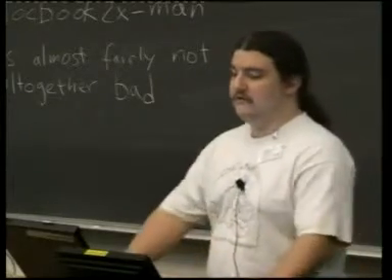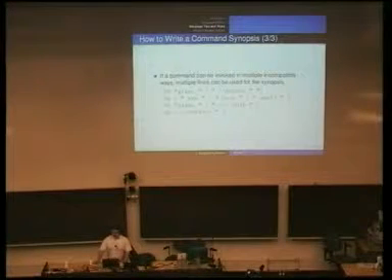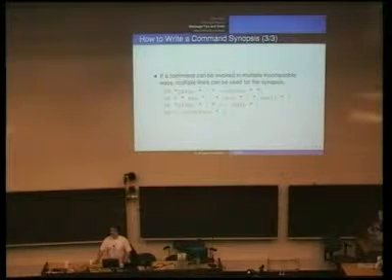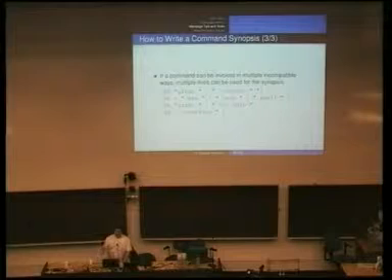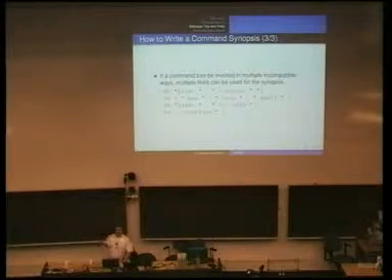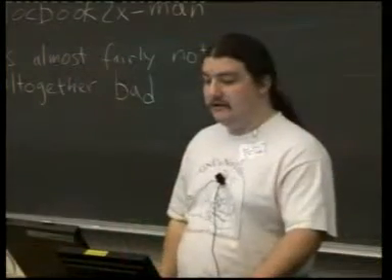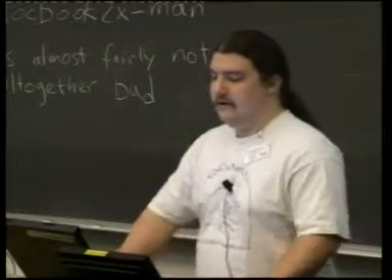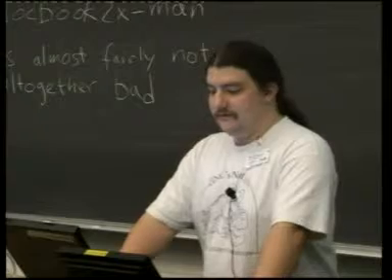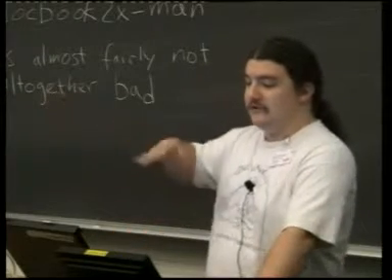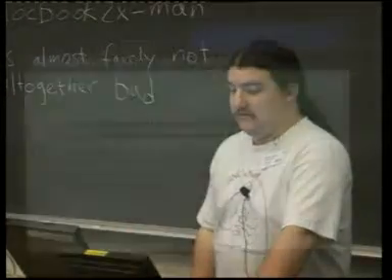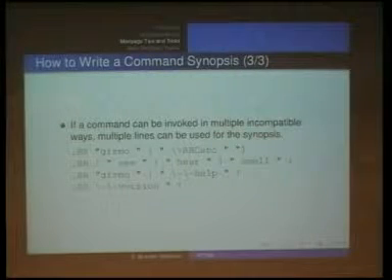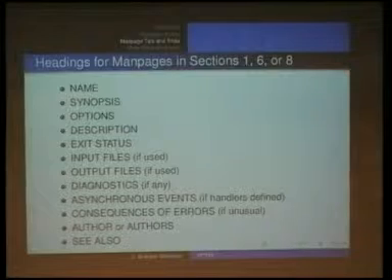If a command can be invoked in multiple incompatible ways, multiple lines can be used for the synopsis. There's nothing wrong with that. So for instance, this example is broken across multiple lines, to show you that it can be done, and there's an extraneous quote in there. You can break it across multiple lines, and, well, I lost my train of thought because I saw my bug, so shame on me for not proofreading more carefully.